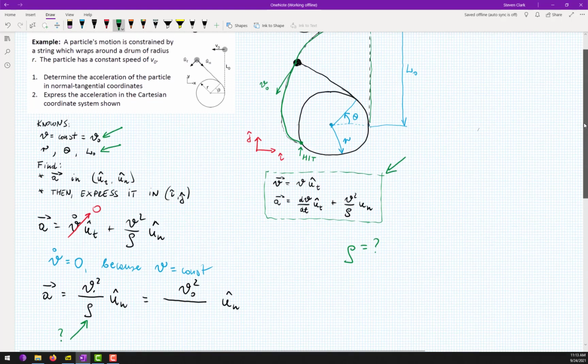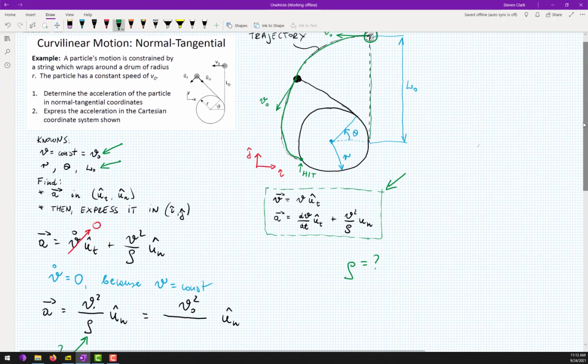Anybody? Based on this drawing, how to find rho? IJ. Would it be L0 minus whatever segment is, or whatever distance is already wrapped around the circle? Perfect, yeah. L0 minus whatever is wrapped around the circle.